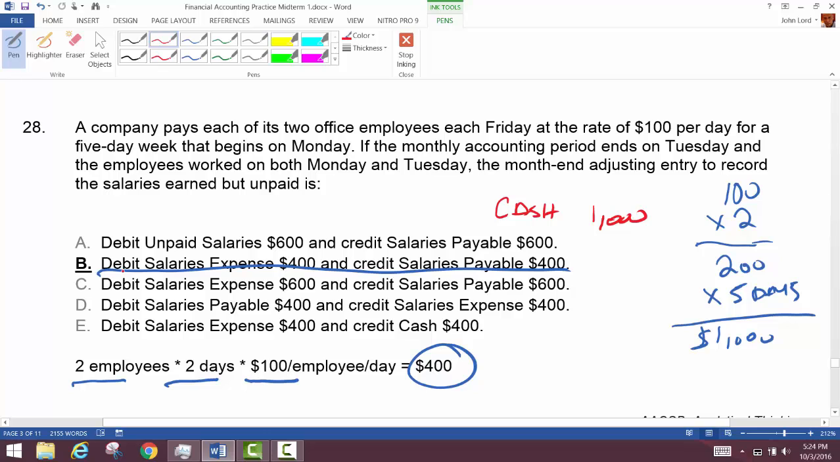Well, are we liquidating that payable now? So we're going to debit salaries payable, although there will be an expense, but salaries payable for what? For the 400. That's now I'm paying them on Friday for Monday and Tuesday, right? What else do I have to debit or credit to make this journal entry balance? Debit 600, right? Which account?